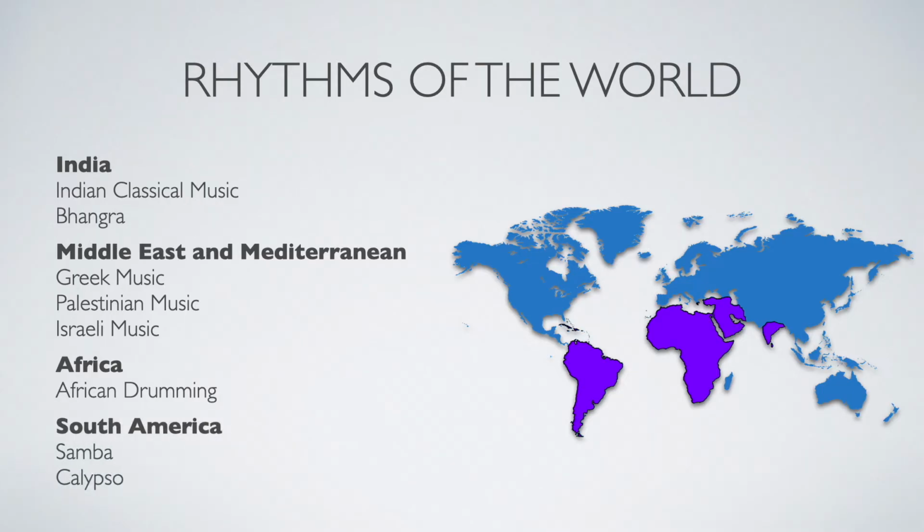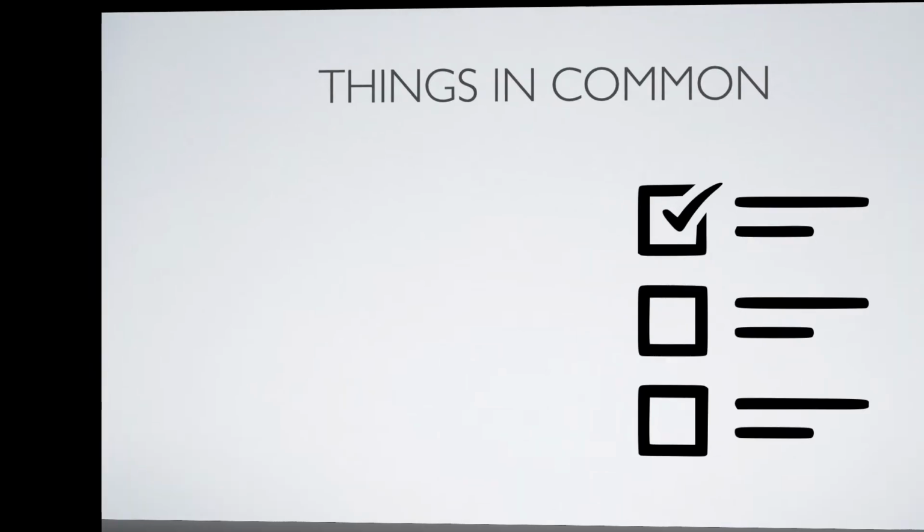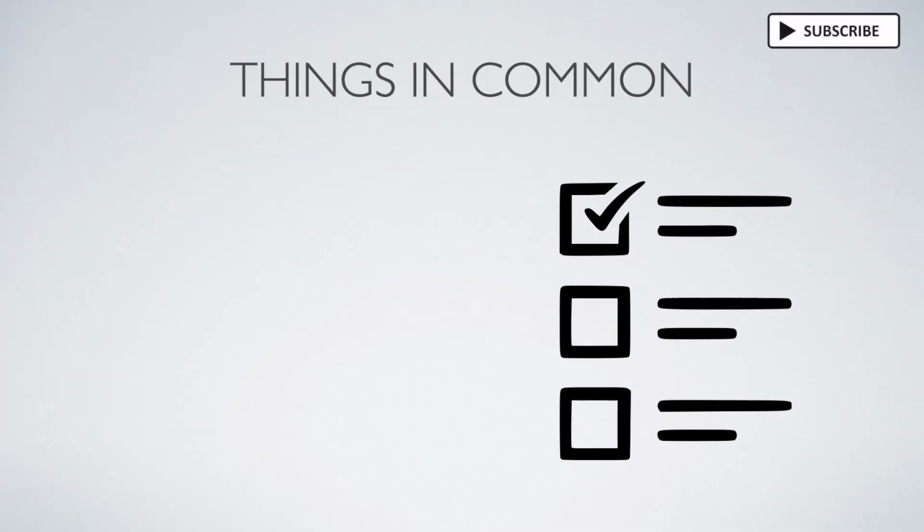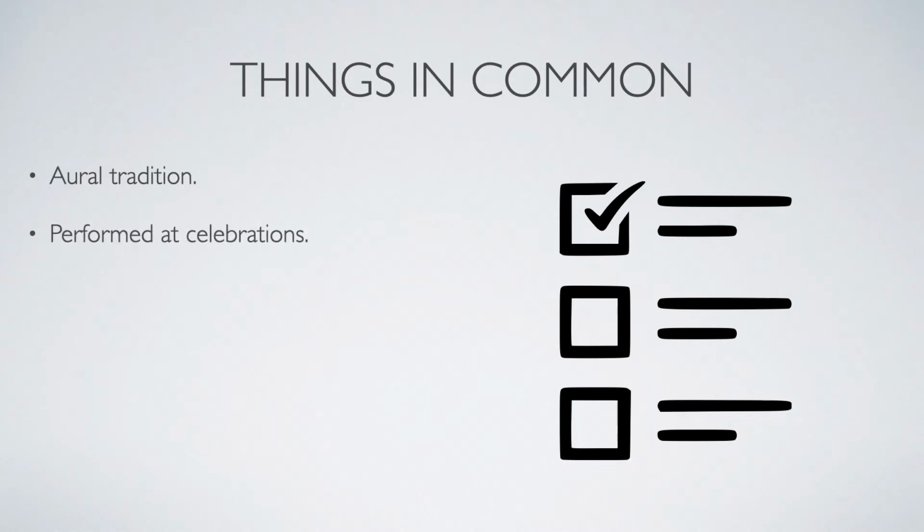In this video series, we will look at the key characteristics of each of these styles of music and the instrumentation used. However, these different styles of music do have a few things in common, such as they are all an oral tradition, meaning they are taught and learnt by ear, passed down from generation to generation. Each style of music in Rhythms of the World will be performed at celebrations, such as weddings, parties, and religious ceremonies. The melodies used in Rhythms of the World will be heavily decorated using lots of ornamentation.